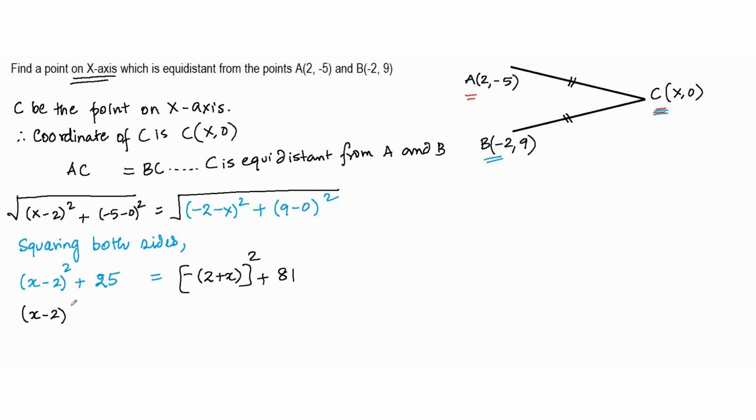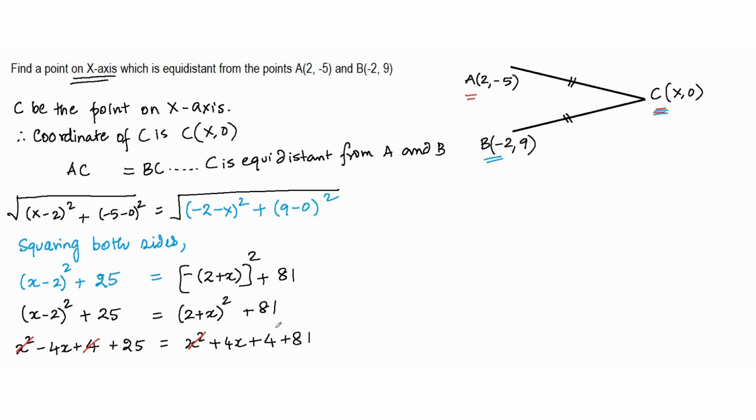So therefore this becomes (x minus 2) the whole square plus 25 is equal to, negative number square is positive, and this therefore becomes (2 plus x) the whole square plus 81. Expanding the left hand side, I get x square minus 4x plus 4 plus 25 is equal to x square plus 4x plus 4 plus 81. And now from both sides, x square and x square will cancel. 4 and 4 also cancel.